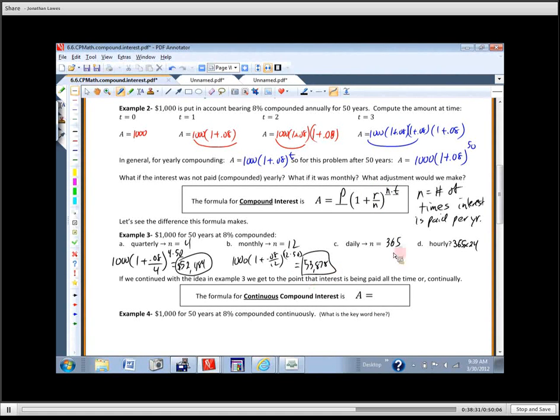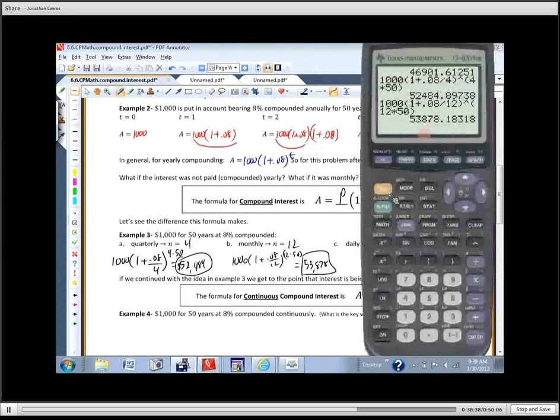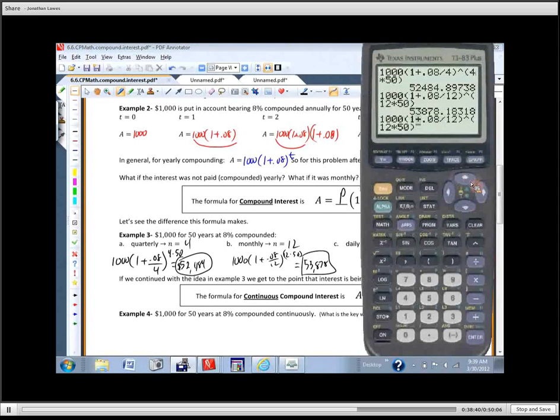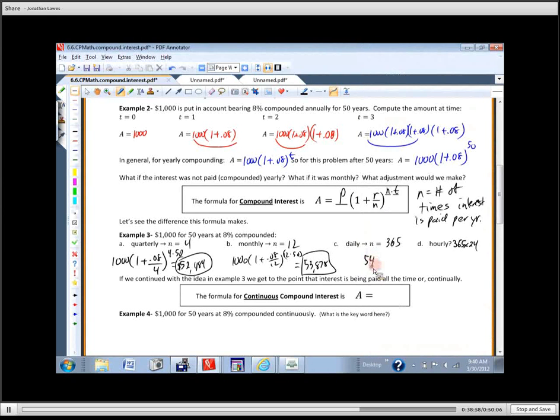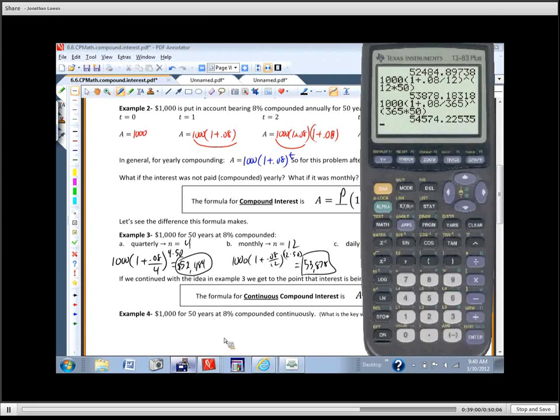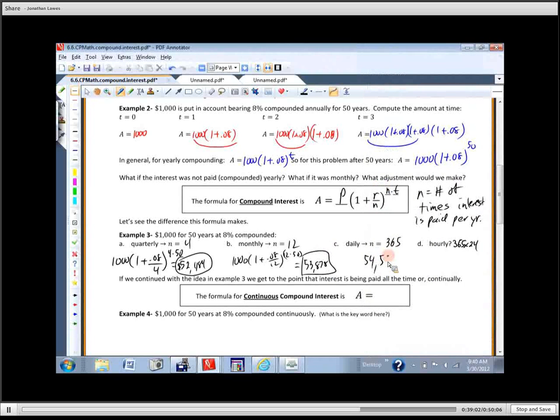Okay, do you think daily is going to make a huge difference? Okay, so I'm going to grab this, and all we're going to do is just edit this. Daily would be 365 times, so I've got to insert a 365 on both of these. Well, it's nothing to sneeze at. It's another $800 or so. Okay, so this one is 54,000. Thank you very much. 574.